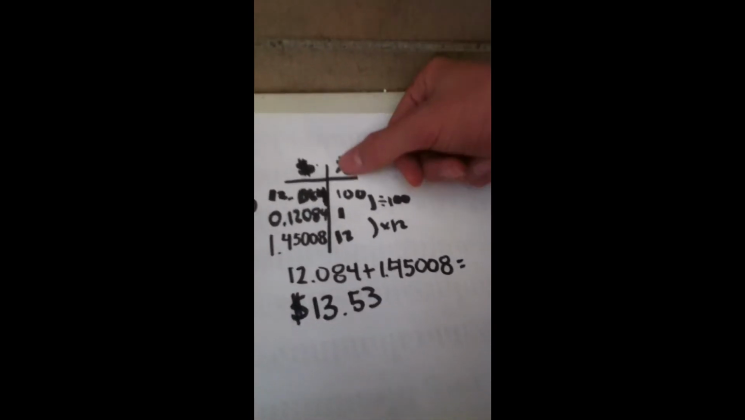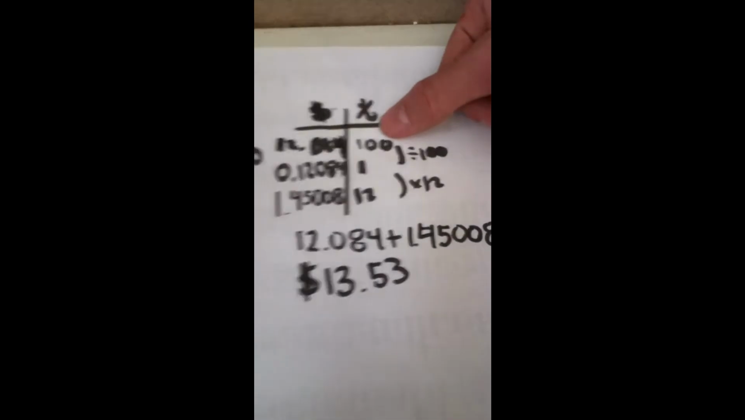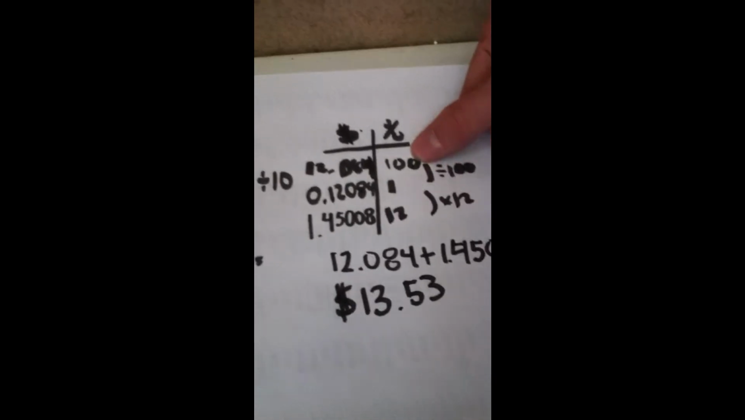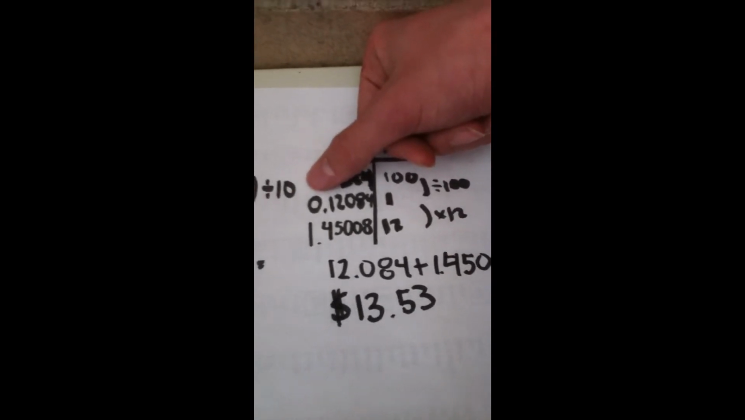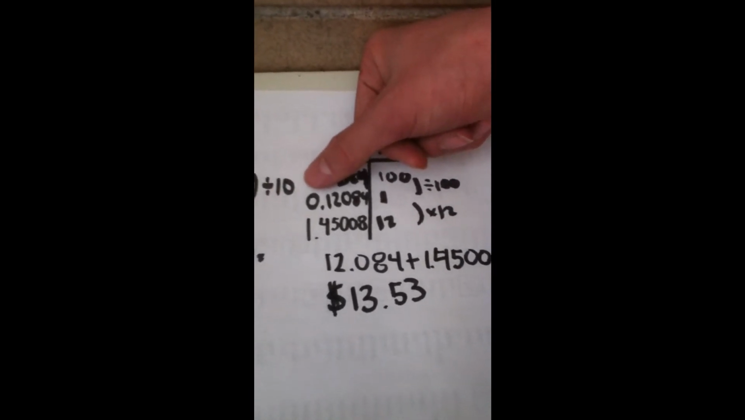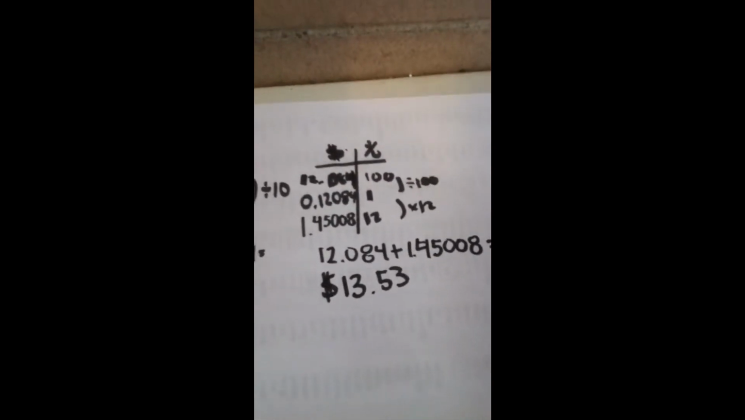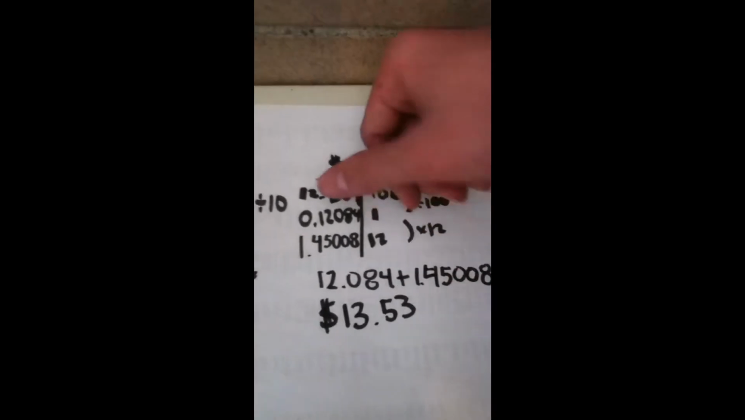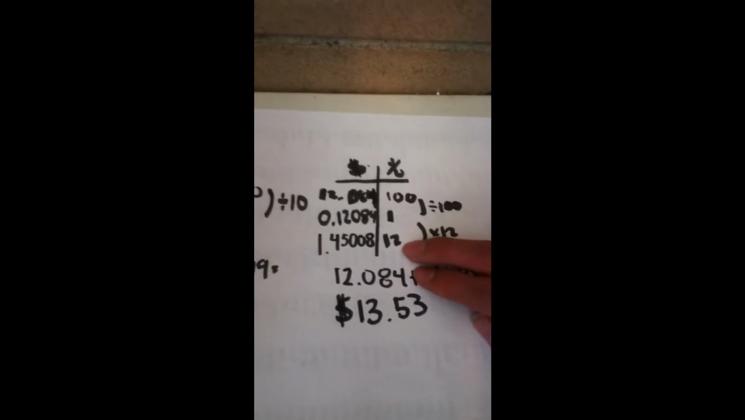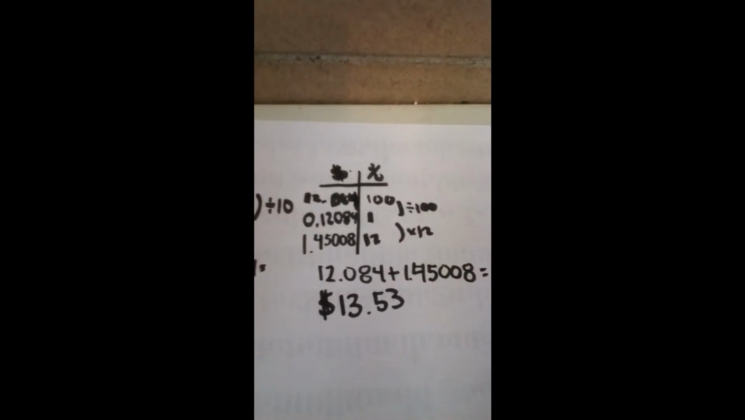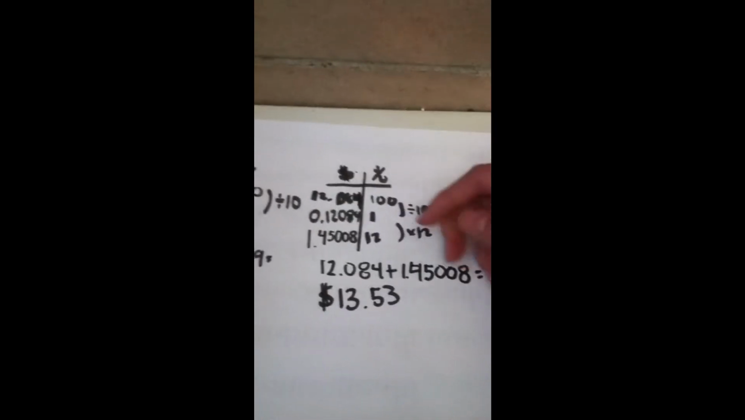And then after, I put another ratio table, which was 12.084 and 100%, divided by 100, so I can just get a 1%, which was 0.84, and then after I times it by 12, so I can get the 12%, which was 1.45008.